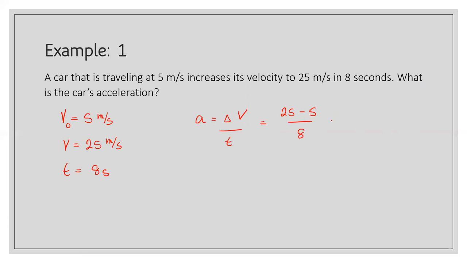And I've left the units out. I probably should have kept them in. So we're going to get 20 meters per second divided by 8 seconds gives us a total of 2.5 meters per second squared. I'm not going to deal too much with unit analysis because we don't have time to do that, but meters per second divided by seconds will give us meters per second squared.